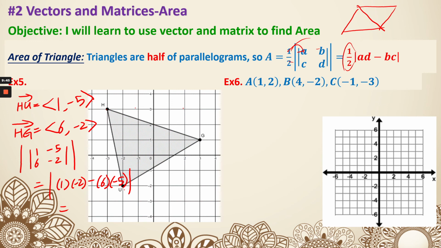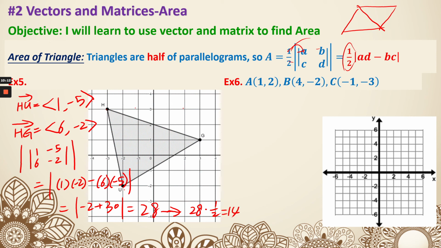So we'll have -2 minus a -30. So basically -2 plus 30, which is going to be 28 as the area. But we are still going to need to multiply the result by 1/2. Because the 28 basically represents the parallelogram formed by these two sides. I still need half of it to represent the triangle. That gives me the triangle area as 14.